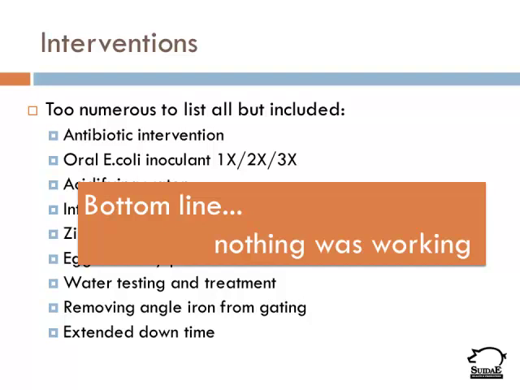We did intense cleanup procedures, including fumigation, which we'd see maybe one turn that would be a little better, but ultimately it would always come back. There was just numerous things, extended downtime. At one point they even took all the gates off and cut off the bottom angle iron and redid their gating. And bottom line was nothing worked.